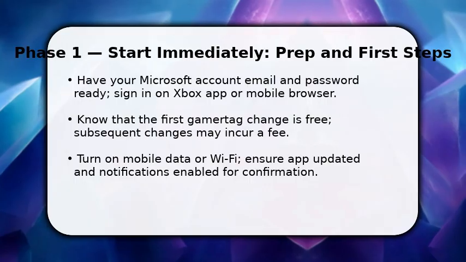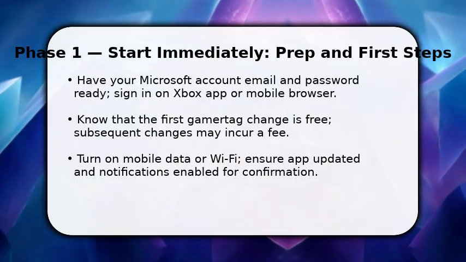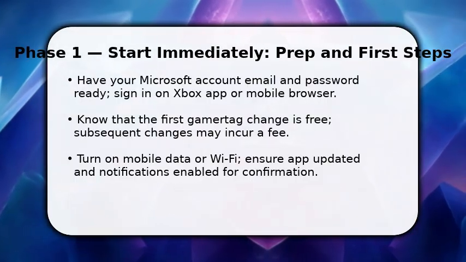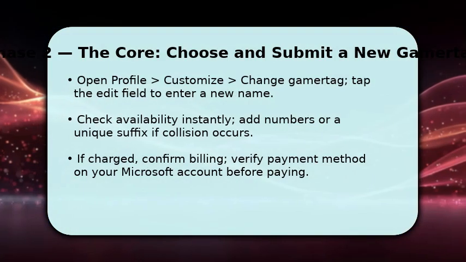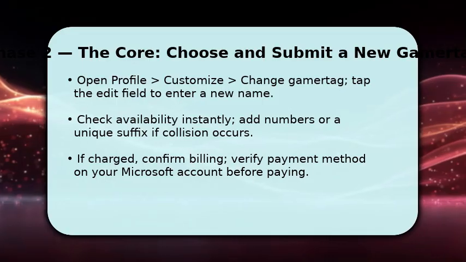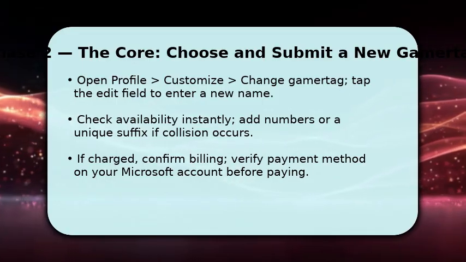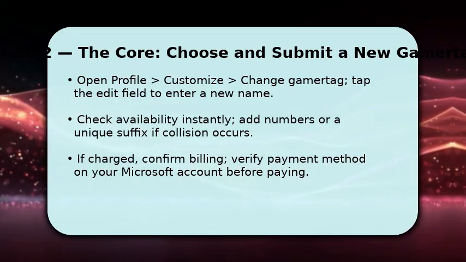Once you see your profile, proceed to customize, don't pause. Start typing name options, while the network remains connected to avoid interruptions. Tap Profile, then Customize Profile, and select Change Gamer Tag to open the editor. Type your desired name and hit Check Availability.